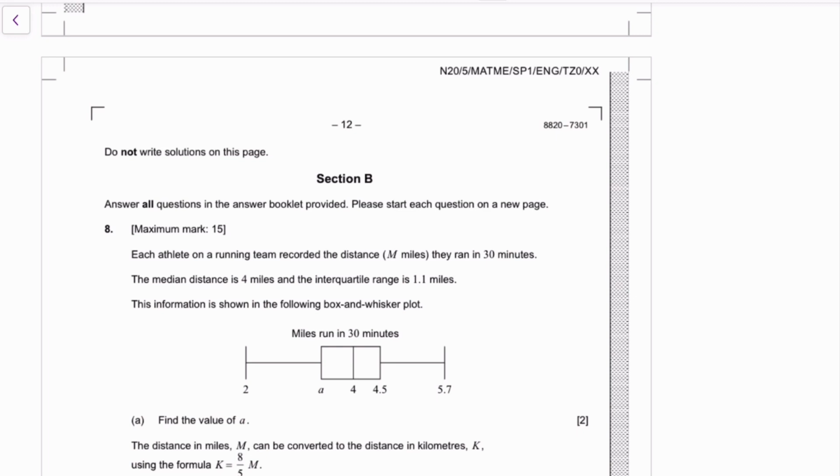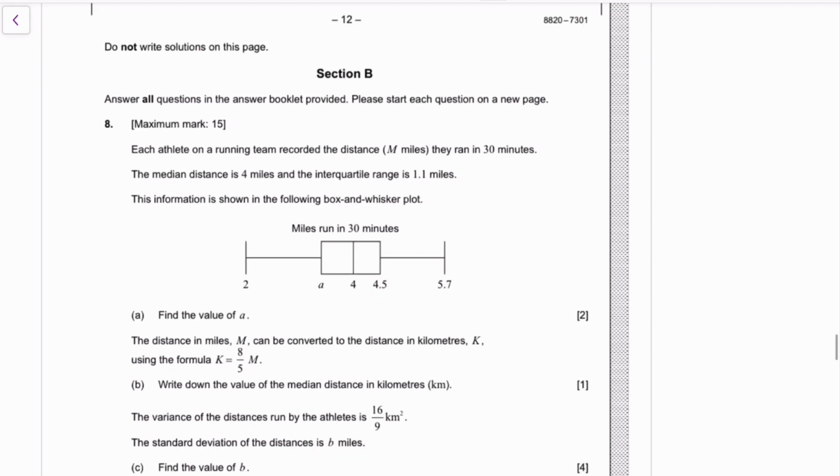All right, paper 1, section B. Section A, in case you missed it, is in the description. So section B, first question, question 8.